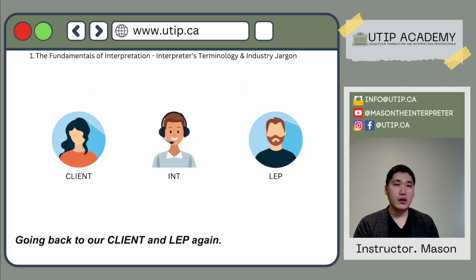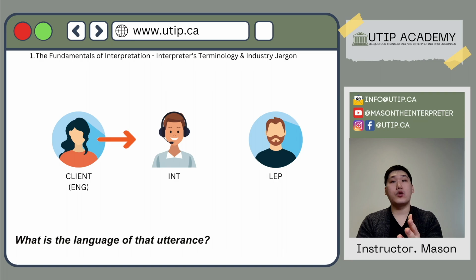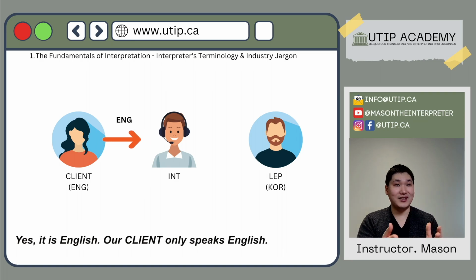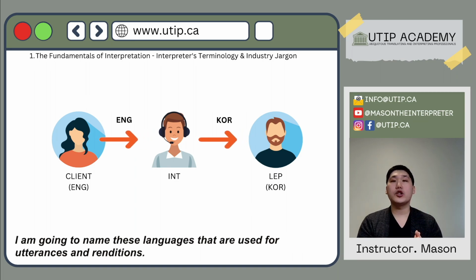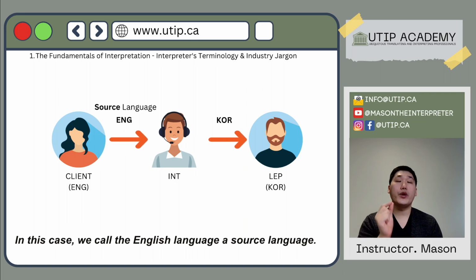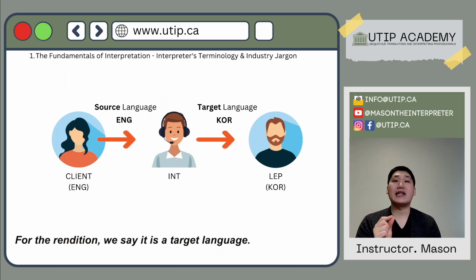Going back to our client and LEP again. Here the client is going to provide an utterance to us. What is the language of the utterance? Yes, it is English, right? Our client only speaks English. How about for the rendition? That would be Korean for me or whatever language you speak. I'm going to name these languages that are used for utterances and renditions. In this case, we call the English language a source language. A source language is the language of the utterance. For the rendition, we say it is a target language.